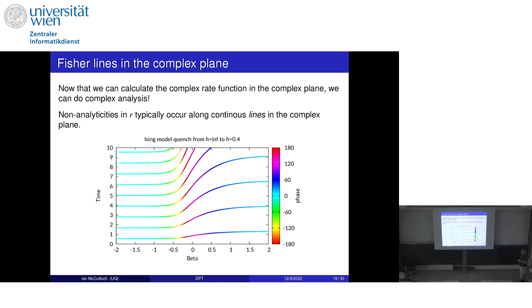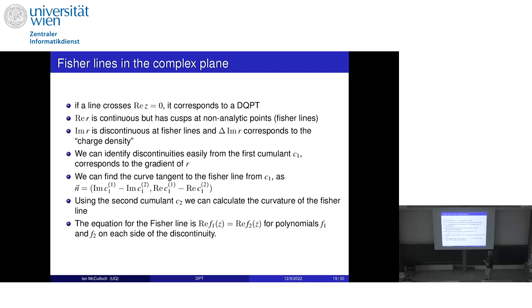Okay. So I'm only about halfway through, but that's okay. If we know these moments of my rate function, it actually tells me a lot of information. We can identify these discontinuities very easily from looking at these. So for example, at these cusps, the slope is discontinuous, so we can just look at the first cumulant and see that.